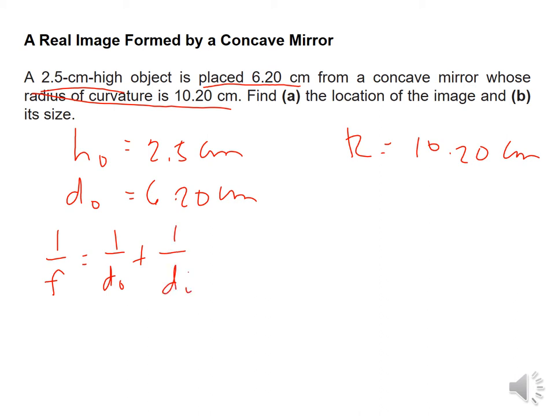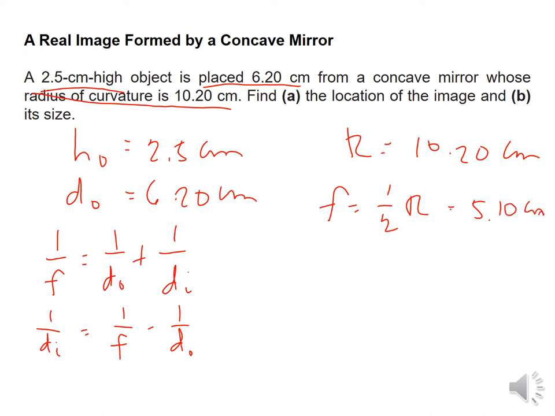We're going to derive the formula for the location of the image. So 1 over DI is simply 1 over F minus 1 over the distance of the object. We need to get the value of the focal length, which can be solved using the radius of curvature. From the previous slide, the focal length is equal to 1 half of R. This is positive because we are dealing with a concave mirror. One half of 10.20 centimeter is 5.10 centimeter. So this is the value of the focal length.